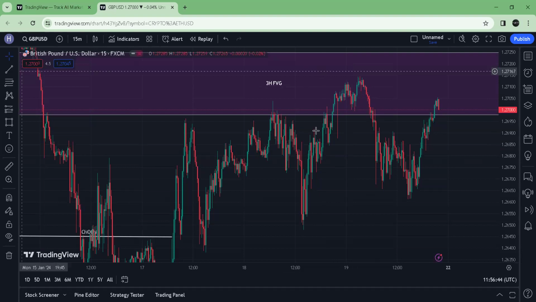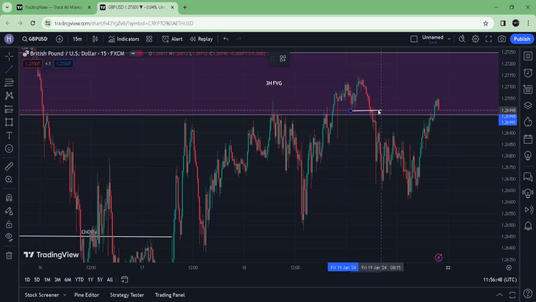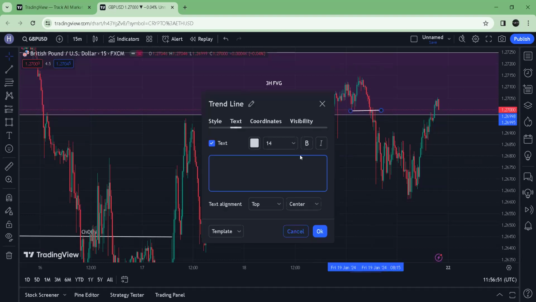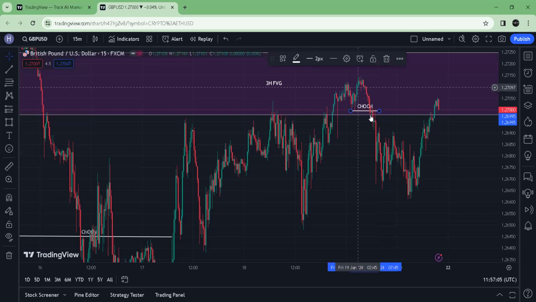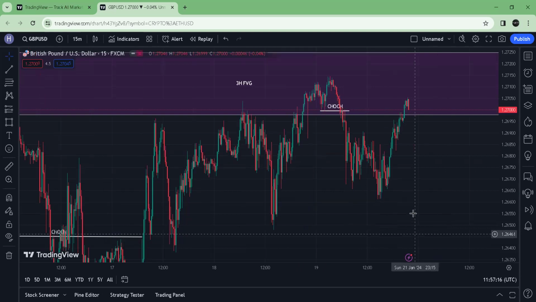So we need to mark that, because that is a change of character. And when there's a change of character, the market shifts into a different trend. So the market was trending upwards for a short period, created a change of character, and went down. Now price is coming back to touch that change of character, then go to the area of interest, the 3-hour order block.